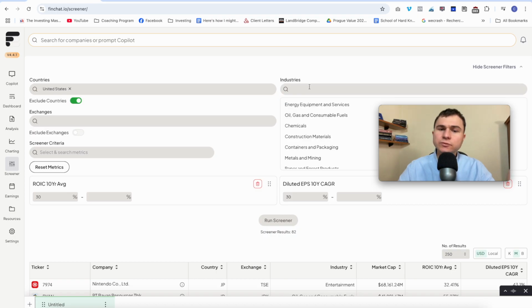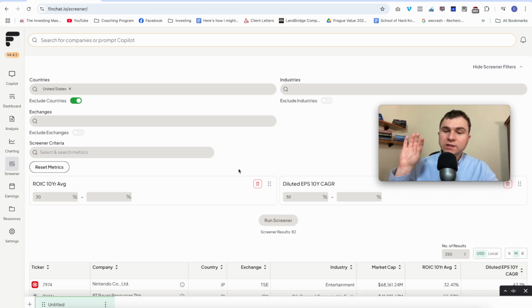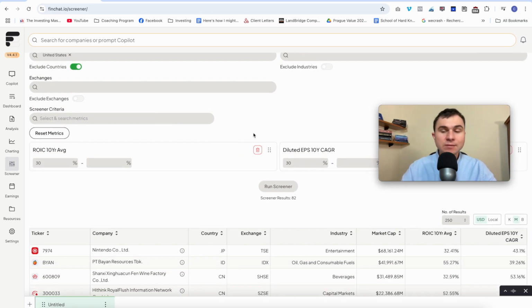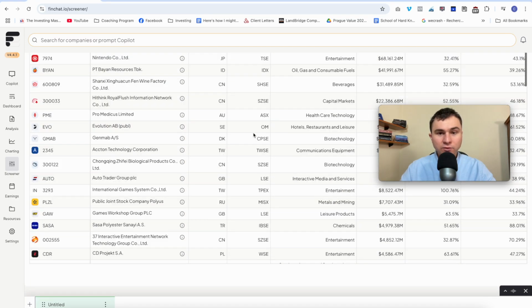I can exclude industries or solely focus on specific industries, on specific exchanges. I can say only look for Chinese companies, Japanese companies, Korean companies, and I can add as many criteria as I want. So that's it. I have companies that are not in the US.